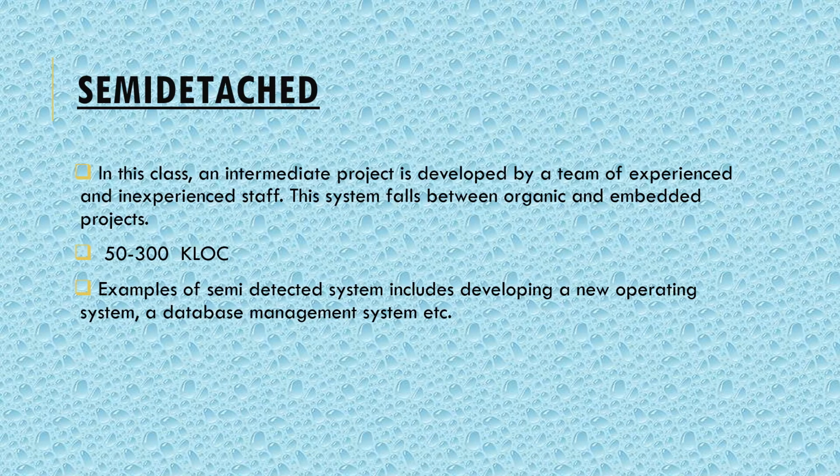Then the second class is the semi-detached class. In this class, an intermediate project is developed by a team of experienced and inexperienced staff, and this system falls between the organic and the embedded projects. That means using this class we are developing medium-sized projects, and we involve team members who have a little bit of experience, and will involve inexperienced staff also.